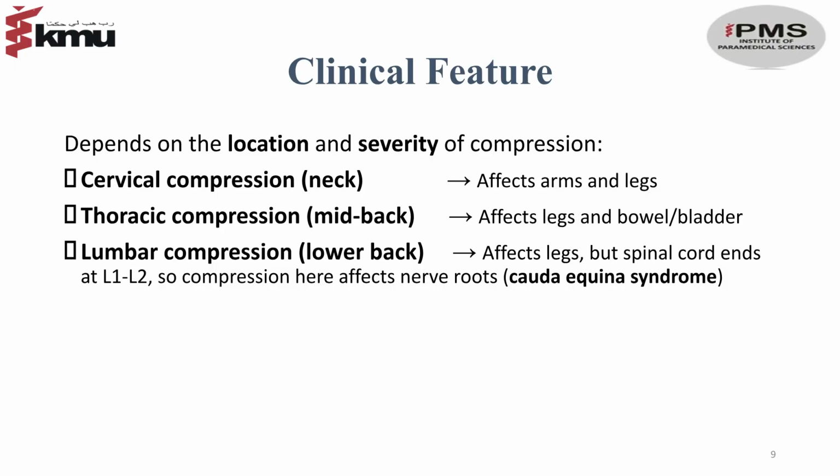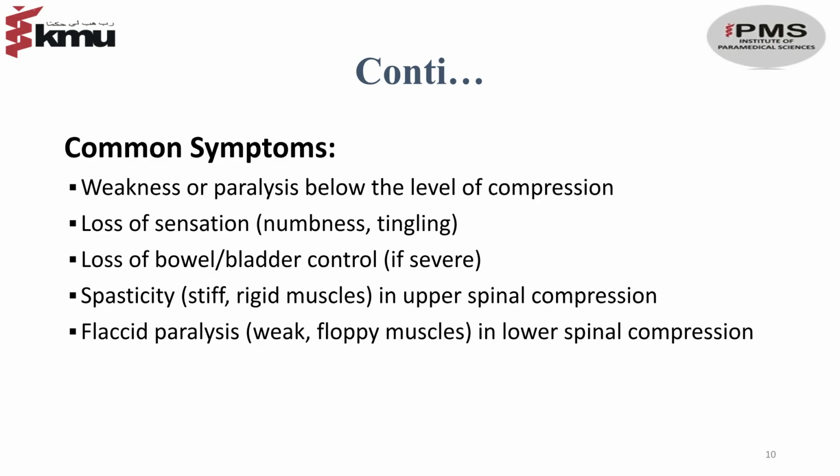Clinical features depend on the location. Cervical compression affects the arms and legs. Thoracic compression affects the legs and bowel or bladder. Lumbar compression affects nerve roots, potentially causing cauda equina syndrome. Common symptoms include weakness, paralysis, loss of sensation, and loss of bowel or bladder control. Upper spinal compression may cause spasticity, while lower compression may result in flaccid paralysis.